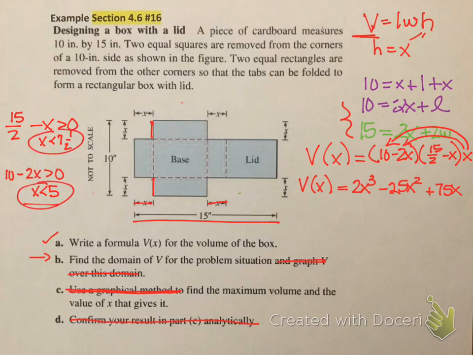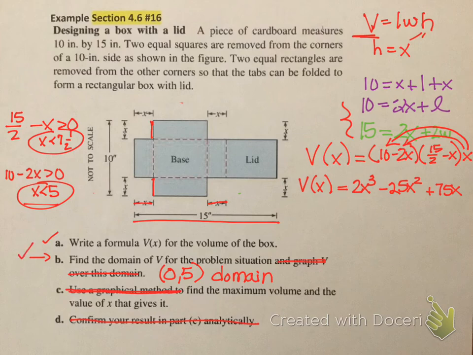If I look at my domain values, x has to be less than 7.5 and x has to be less than 5. The more restrictive domain is that x has to be less than 5. So for this problem, my domain is from 0, not inclusive, because if I don't cut out anything, I can't make a box, up to 5, not inclusive, for the value of x that I can cut out. So part B is done.